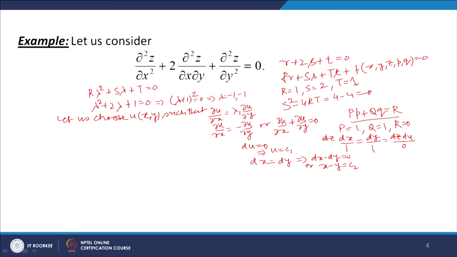So, we can say u is a function of x and y. Thus, u is a function of x minus y. We have to choose u, so we can choose u equal to x minus y. Now, we have to choose v in such a way that v is independent of u.